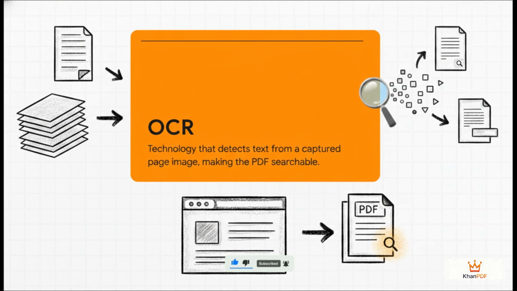And let's quickly define that acronym just so we're all on the same page. OCR stands for Optical Character Recognition. It's basically the technology that detects visible text from a captured page image. Because without OCR, a screenshot is literally just a flat image. Sure, you can read it with your eyes, but to your computer, it's just a bunch of useless pixels. With OCR, though, the final PDF becomes searchable, selectable, and immensely more useful. You can actually highlight text, copy important lines, or pull data right out of the document.